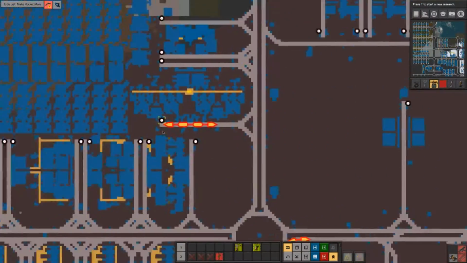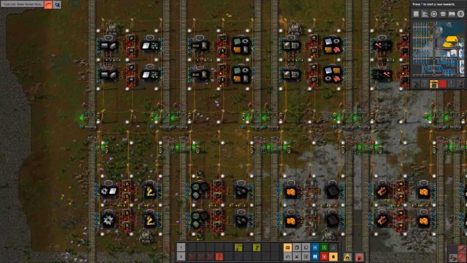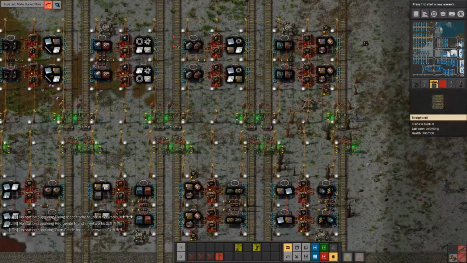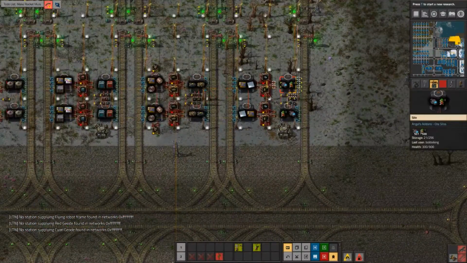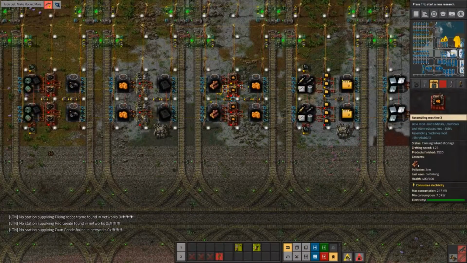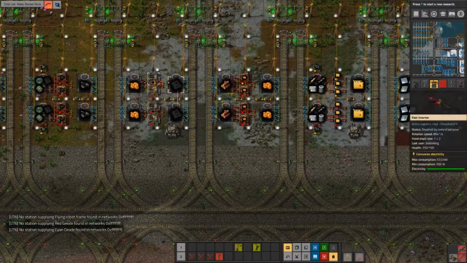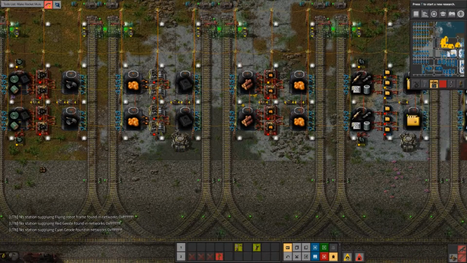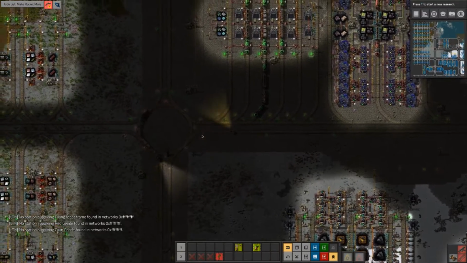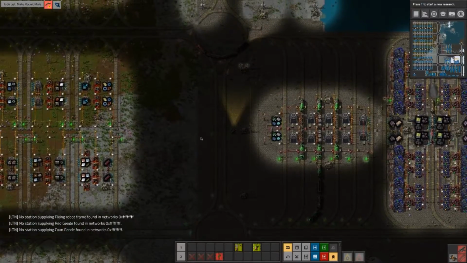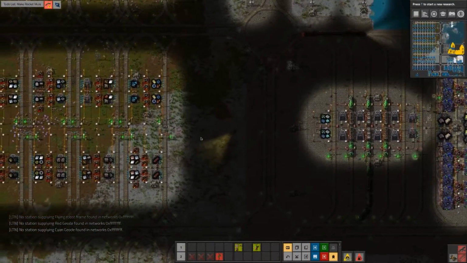This is currently all crushing. Can I combine or remove one of these? We can combine these. Oh, they are over here.